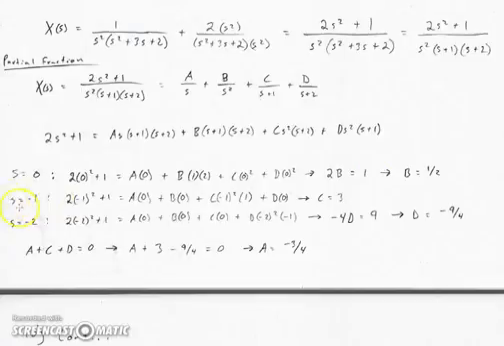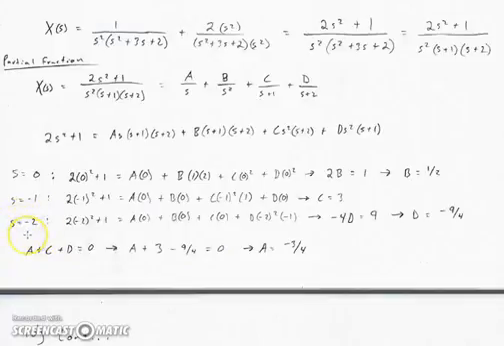And then next you set s equal to -1, which makes A, B, and D cancel because of the s plus 1 term. So you're left with 2 plus 1, and then C is C times 1 times 1, so you get that C equals 3.